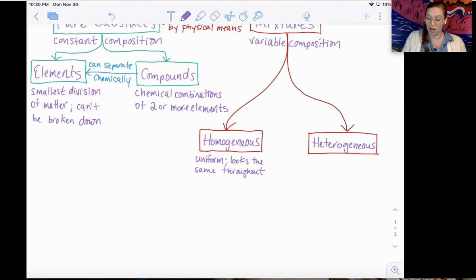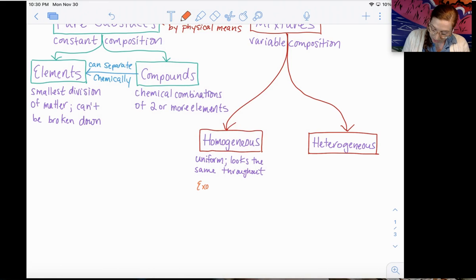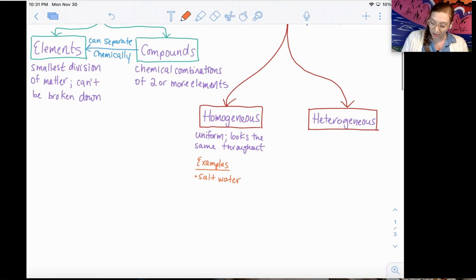Okay, let me give you a couple examples of things that are considered to be homogeneous mixtures. One great example is salt water, which obviously is going to be a mixture of salt and water. Once the salt dissolves in the water, the sample is going to look the same all the way from top to bottom. Another example is milk. I like to use this example.